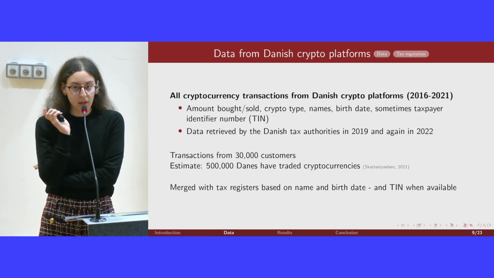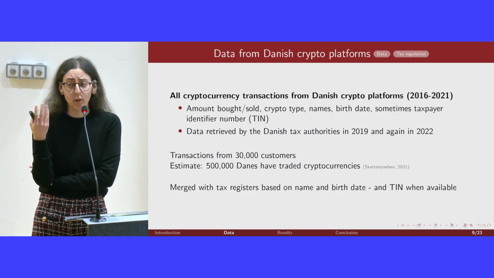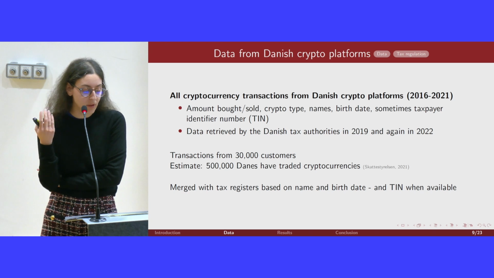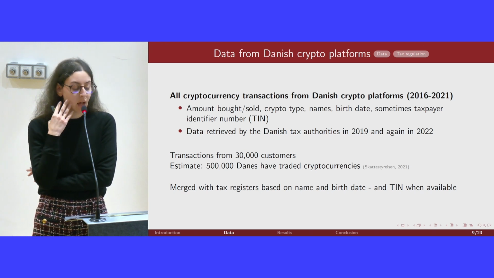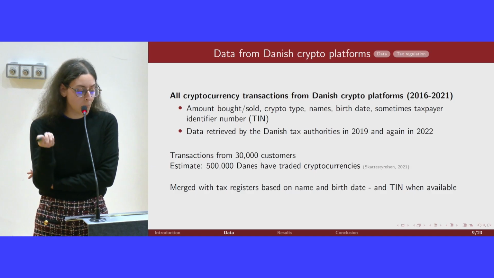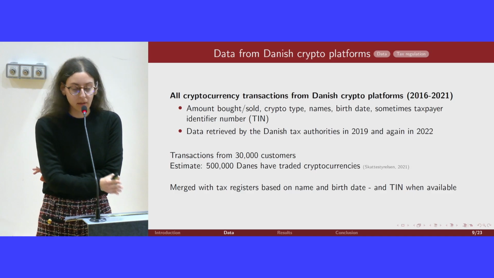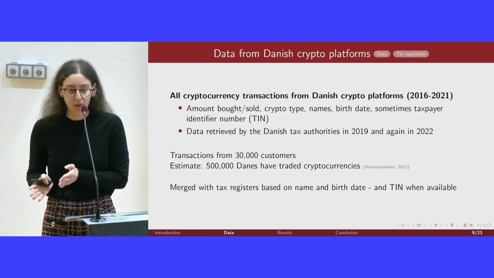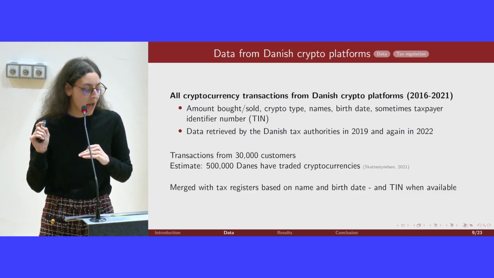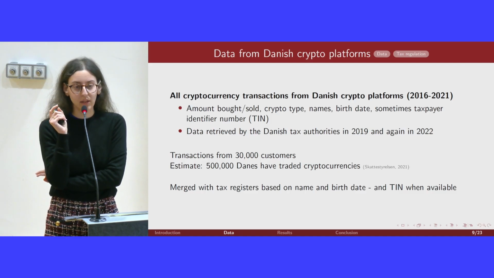So what does the data from the Danish platforms contain? It has the amount sold and bought, the crypto type, like Bitcoin or Ethereum, the name, the birth date of the person, and sometimes the tax identifier. Again, the data was retrieved by the Danish tax authorities in 2019 and again in 2022, as I mentioned before. So the database spans from 2016 to 2021, and we have around 30,000 customers on these Danish platforms.